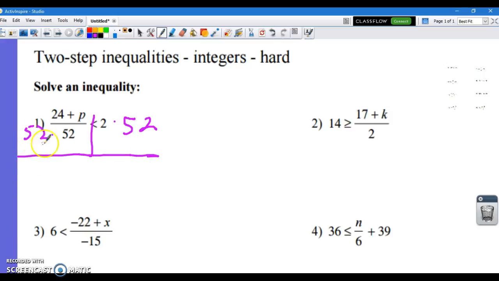And remember, long story short, when you multiply this fraction with the 52, it's going to end up canceling out, leaving you 1. And remember, 1s are invisible. So after you do this, you drop your junk in the trunk down. So I have 24 plus p is less than, we have your 2 times the 52, 104.